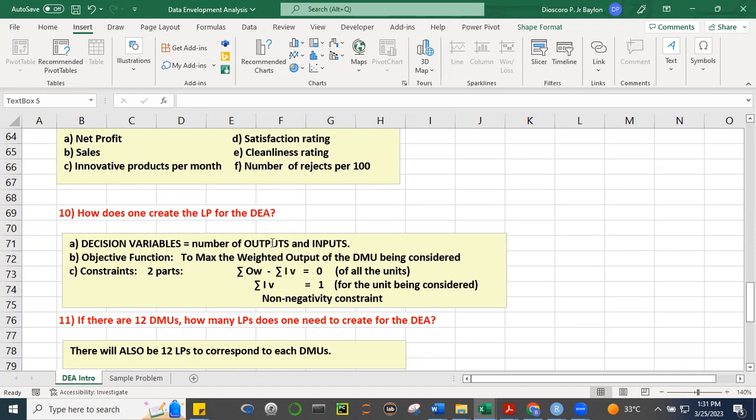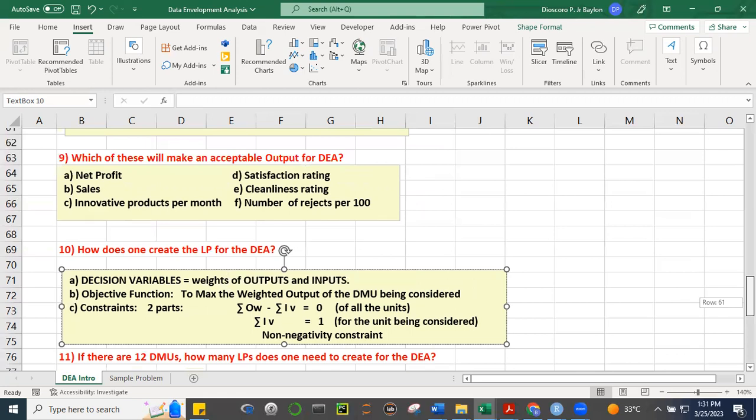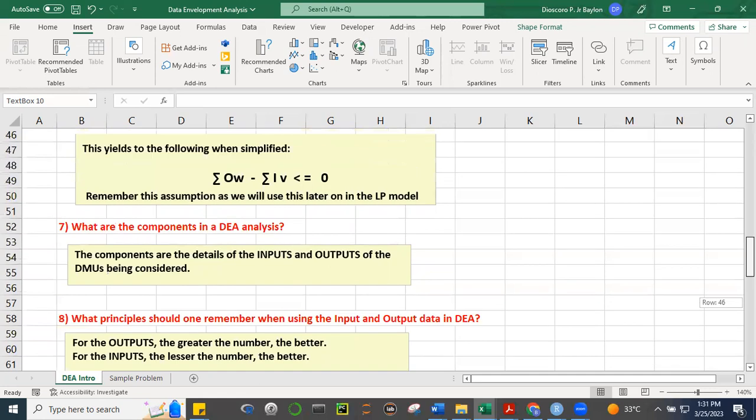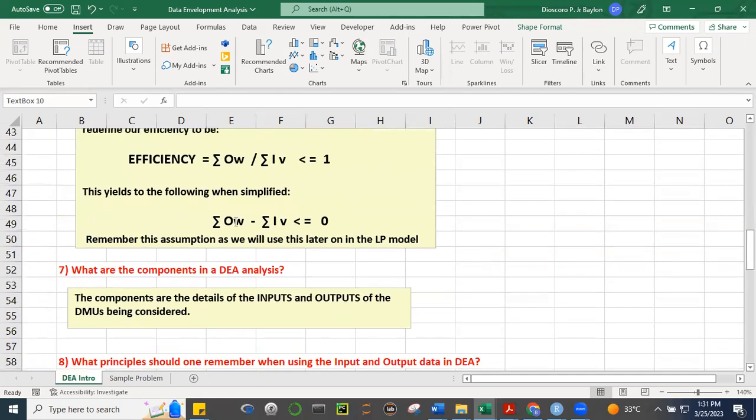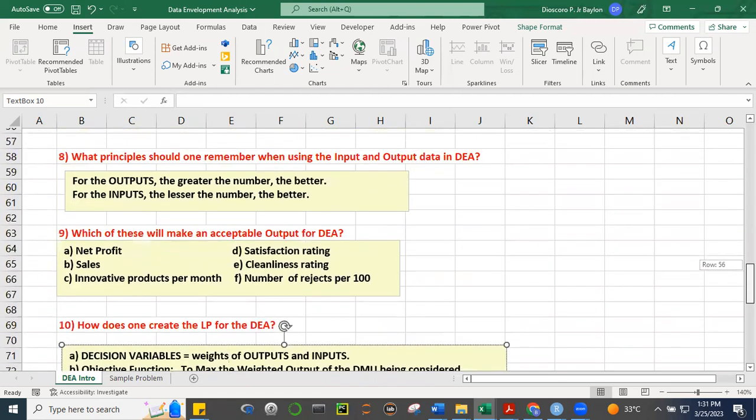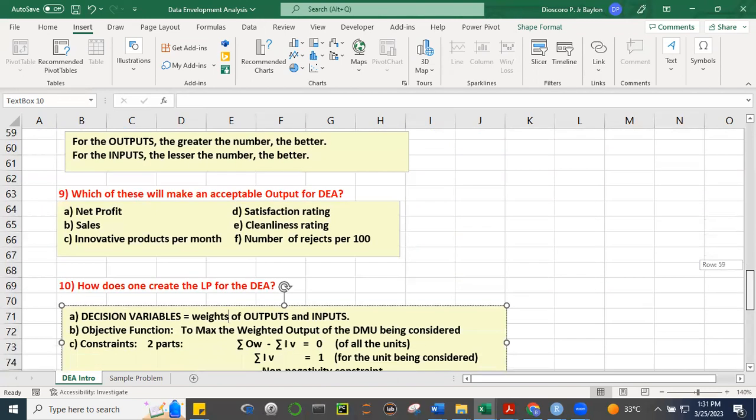So we take a look at this. What are the decision variables? Kindly change this, it is wrong. It should be the weights of the outputs and the inputs. Those are the decision variables. We'd like to determine what the weights are here. For the output, we have W for the weight of the output and B for the weight of the input. So our decision variables will be the different weights for the outputs and the different weights for the inputs.